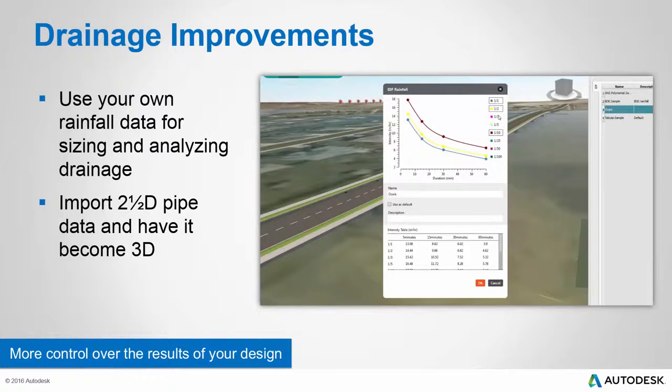Now, what do I mean by that? Let's say you've got some GIS data where the pipes and structures are defined in 2D, but there are attributes attached to those pipes and structures that define inverts. We can now import that data and have it become full 3D pipe and structure data in the InfraWorks 360 model. So with the rainfall data and the ability to support 2.5D pipe data, why is this important? Well, it gives you more control over the results of your design.